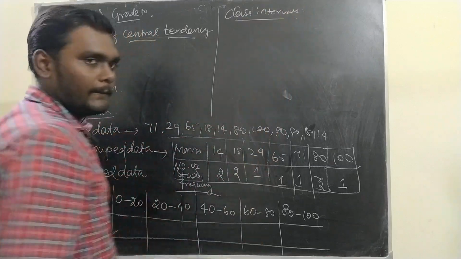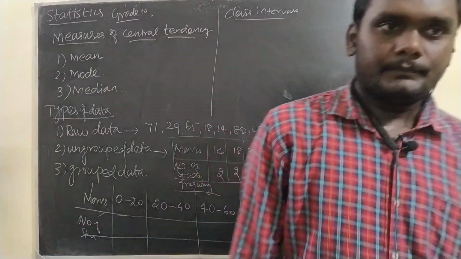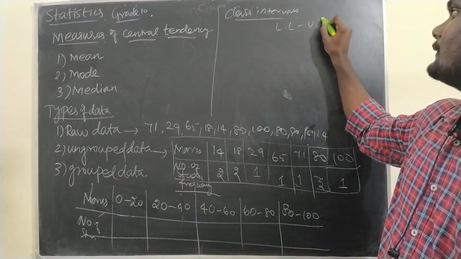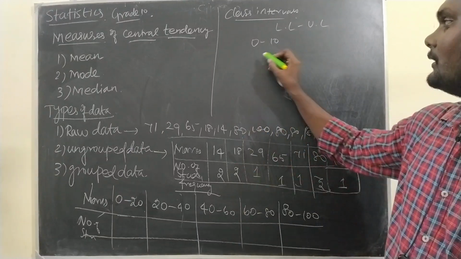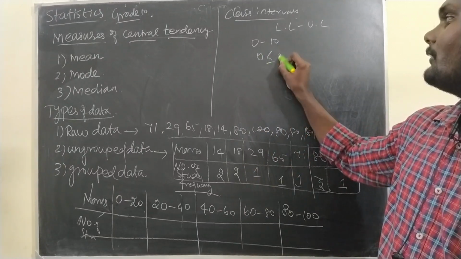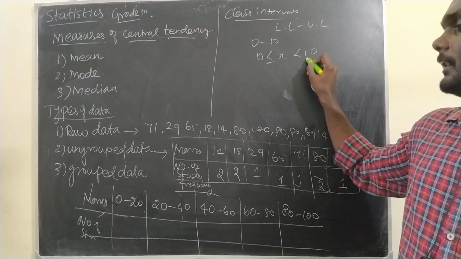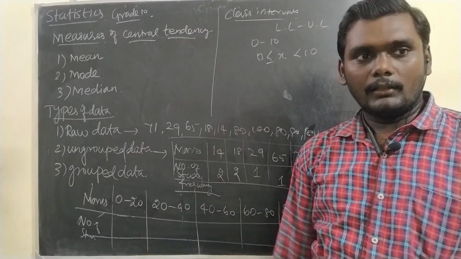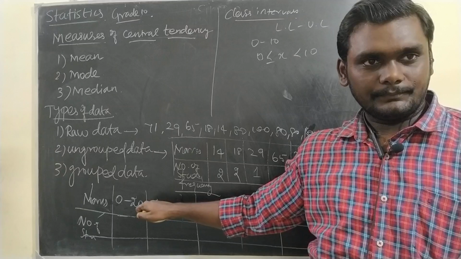How do we call all this? Class intervals. You know this from the 9th class itself, right? Class interval means there will be a lower limit and an upper limit. When I say 0 to 10, it means a number between 0, including 0, up to 10. 10 is not included in this. Always the upper limit is not included. Like here, 0 to 20 means 20 is not included.